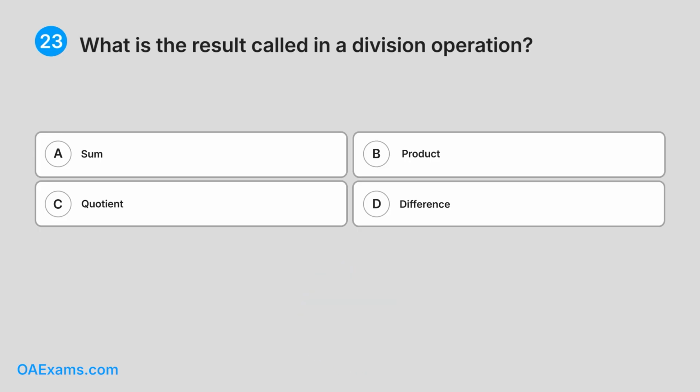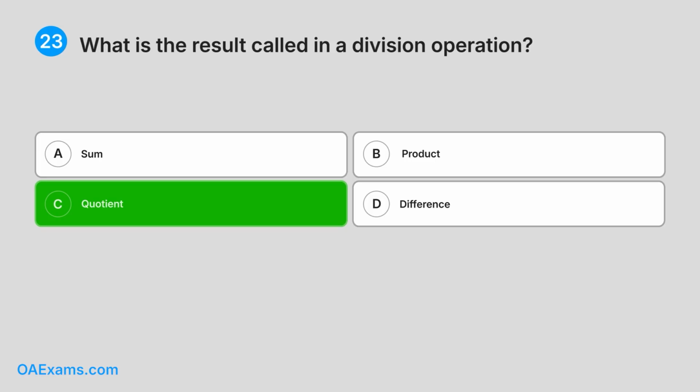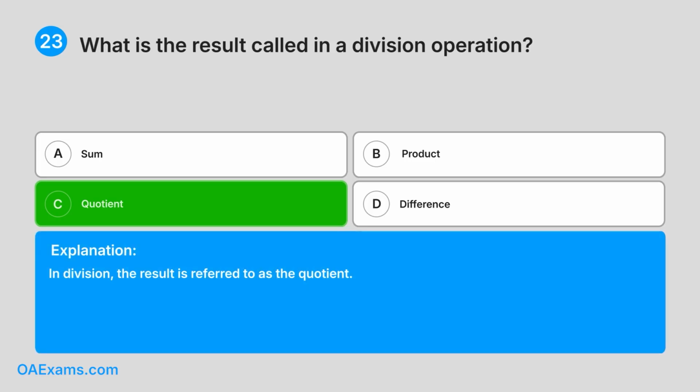Correct answer. C. Quotient. Explanation. In division, the result is referred to as the quotient.